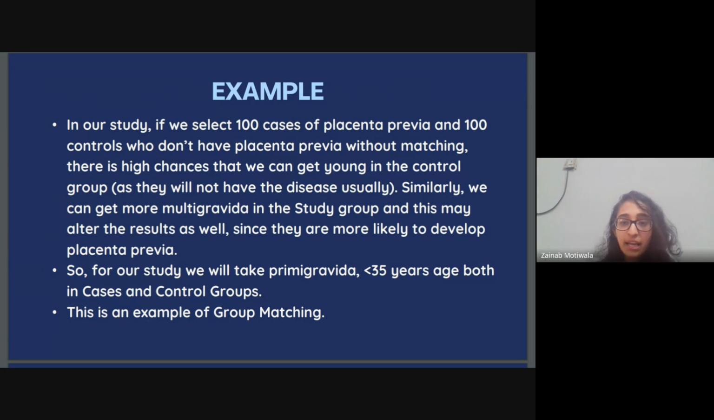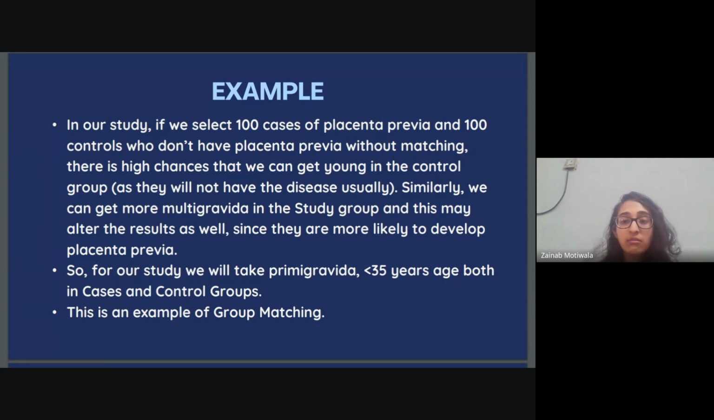The reason being that we don't want young participants in the control, as they will not be very likely to develop the disease. So in case something like this happens, where we have a lot of young participants in the control group while older patients in the cases group, age is supposed to affect placenta previa. So older patients are likely to develop placenta previa, and we don't want age to be a factor in hindering or just altering our results.